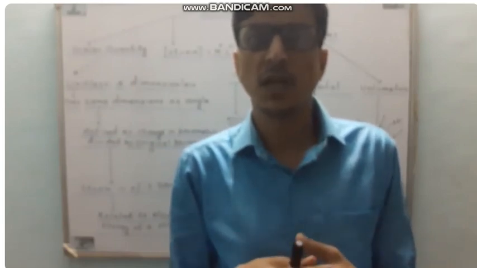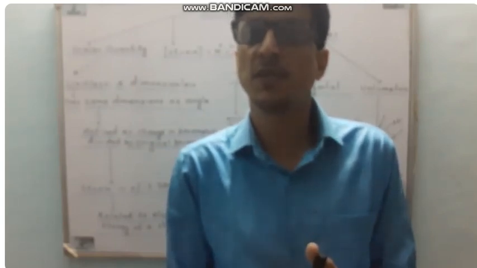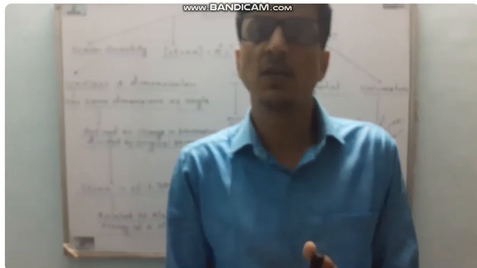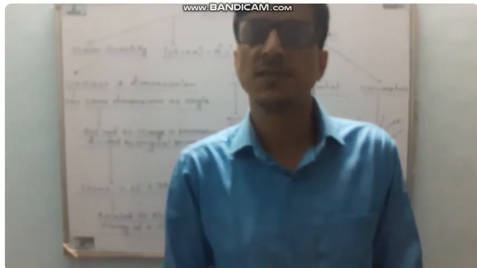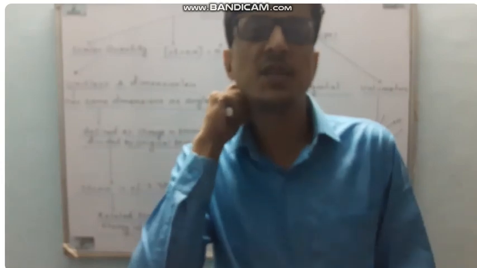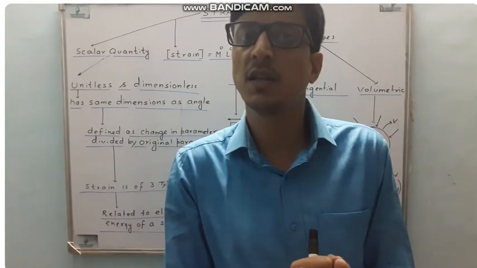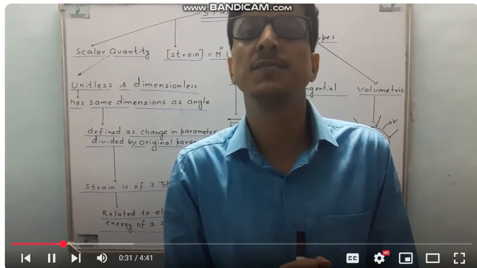Suppose you take a rod and you apply external force on it in a normal direction. So its length changes. So that change in length per unit original length is the longitudinal strain.